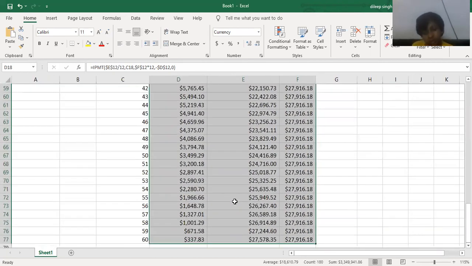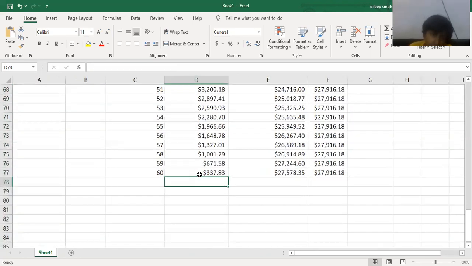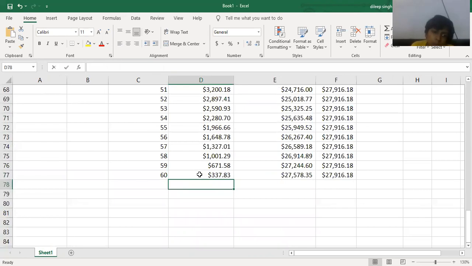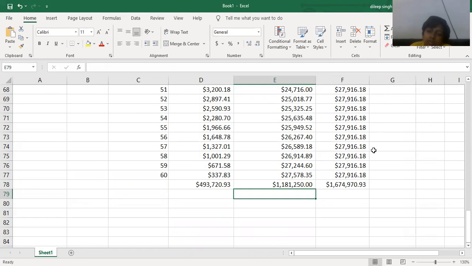And after that, if you want to calculate here, just press Alt plus equal to, and you will get the sum like this. Again, you just click Alt equal to, you get the sum. And here the hash shows. Why? Because the width is less. That's why. Just increase the width, you will get the amount.